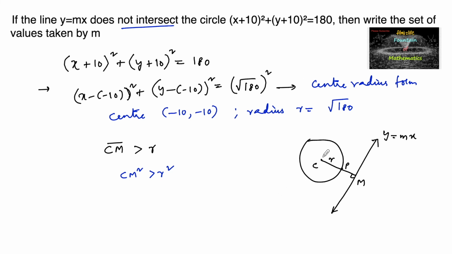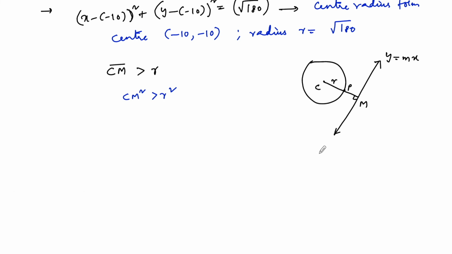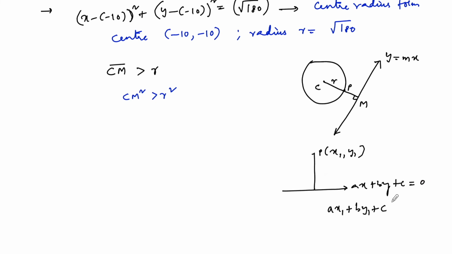So what is the perpendicular distance from the center to the line? We know the formula. The perpendicular distance from a point to the line ax plus by plus c equals 0 is mod of ax1 plus by1 plus c upon root over a square plus b square. So here the perpendicular distance from the center minus 10 comma minus 10 to the line mx minus y equals 0 can be taken as minus 10m and minus 10.